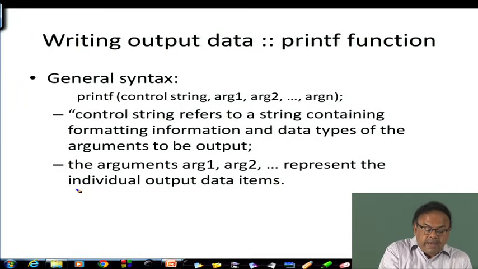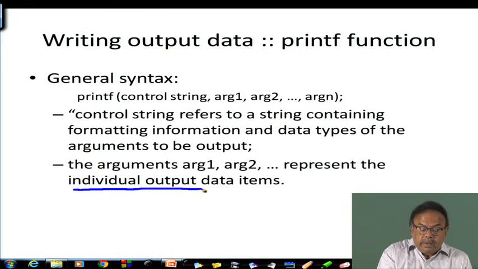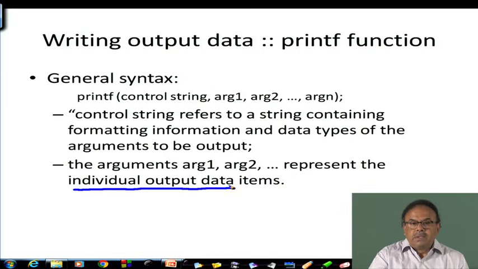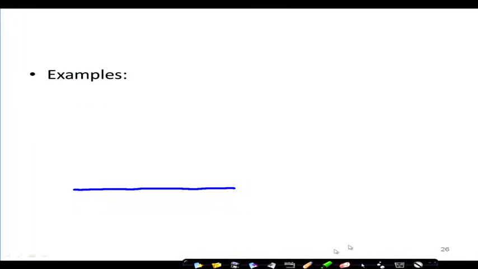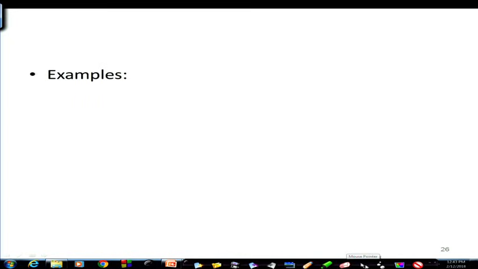Now, here while printing, arg1, arg2 represent the individual data items. In the case of scanf, they were pointers to the data items. Here they are individual data items, as I have told you earlier. That is why we use ampersand A, ampersand B in the case of scanf, but in the case of printf we just write A B, okay, because A and B are directly referring to the variables, the data items. The conversion characters are the same as scanf. So, let us look at some examples.